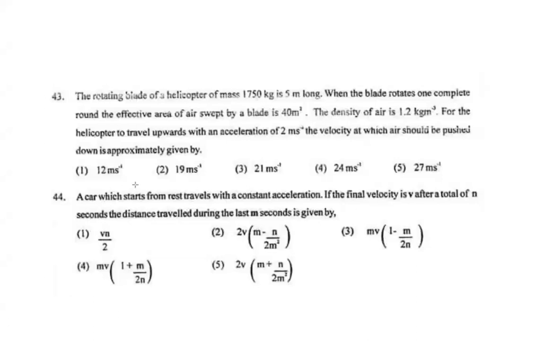The rotating blade of a helicopter of mass 1750 kg is 5 meter long. When the blade rotates one complete round, the effective area of air swept by the blade is 40 meters squared. Density of air is 1.2 kilogram per meter cube. For the helicopter to travel upward with an acceleration of 2 m s minus 2, the velocity of air pushed down is approximately given by.